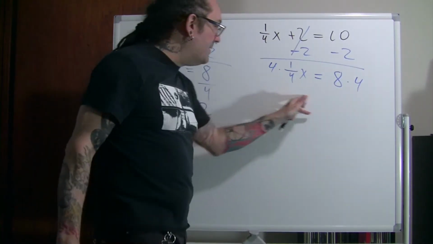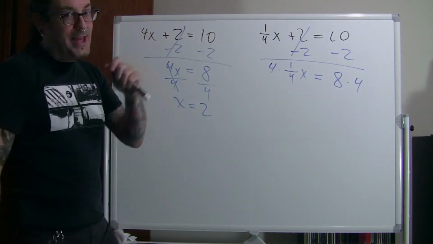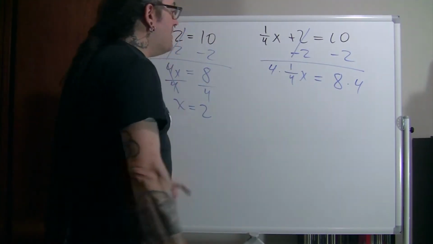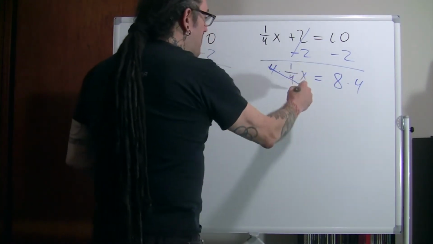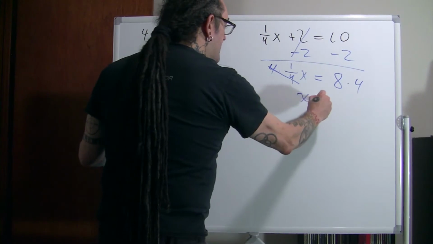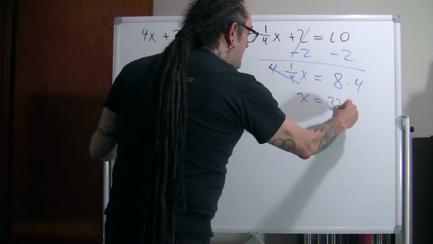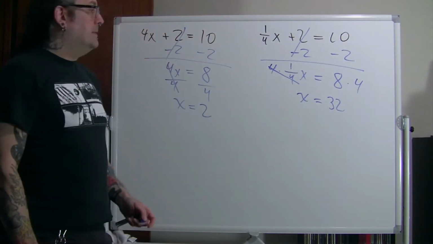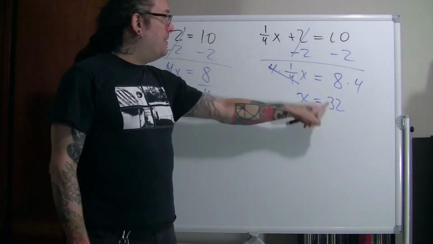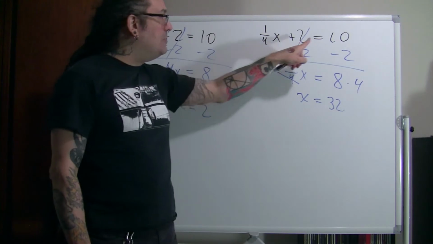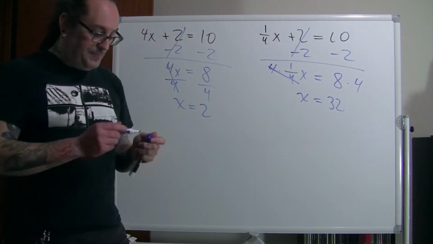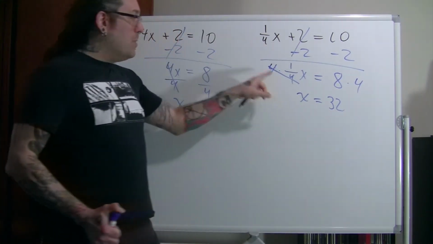And again, I forgot to write this in black. I'll get the hang of this at some point. Right? They say multiply both sides by 4, and then the 4's will cancel, and I get 1x, which is just x, equals 8 times 4, 32. And does that work? If I put 32 in here, well, 32 divided by 4 is 8, and is 8 plus 2 10? Yes, it is. So this is one way to do it, right?